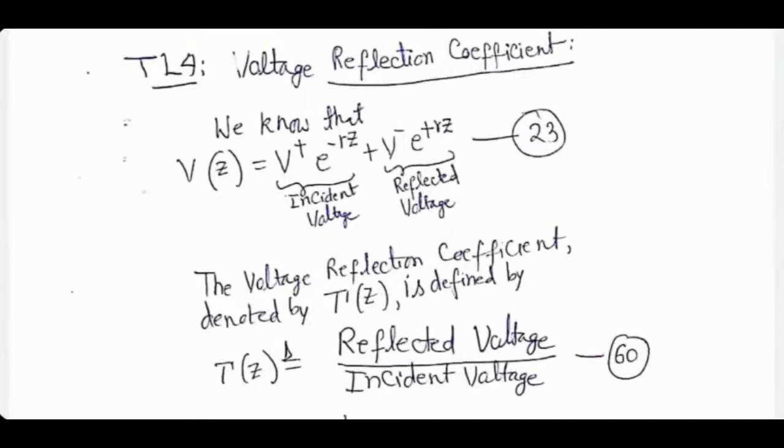Now, I have done this in the previous lecture. Let me quickly run through the derivations once again before I move to line impedance. So I take the ratio of the second term on the right-hand side of equation 23 with the first term to define tau.